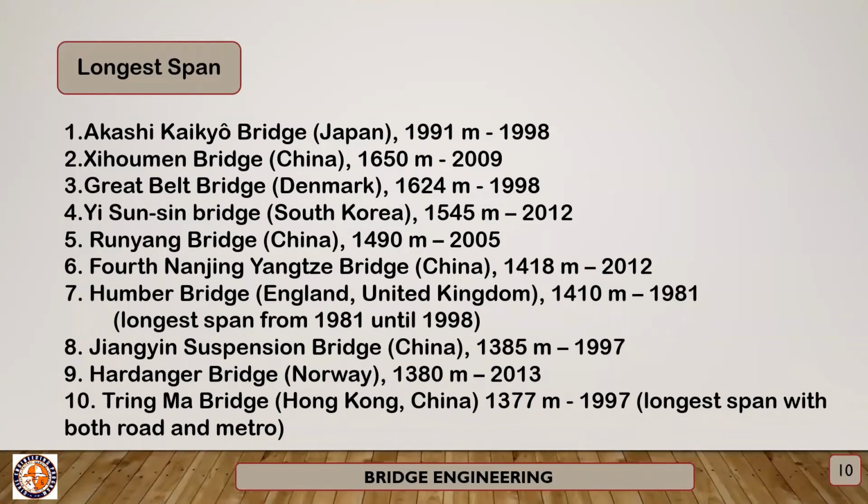We have the list of longest spans of bridges. The first one is the Akashi Kaikyo Bridge, 1991 m, 1998. Next is the Xihoumen Bridge, China, 1650 meters, 2009. Next is the Great Belt Bridge, Denmark, 1624, 1998. Next is the Yi Sun-sin Bridge in South Korea, which is 1545, 2012. Next is the Runyang Bridge, which is 1490. Next is the Nanjing.